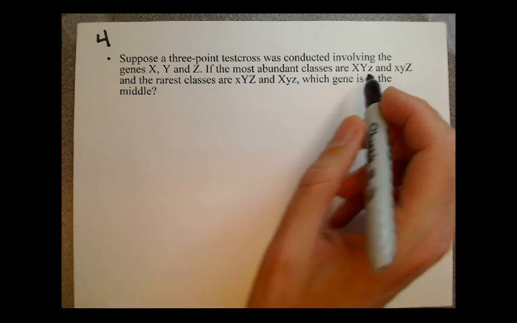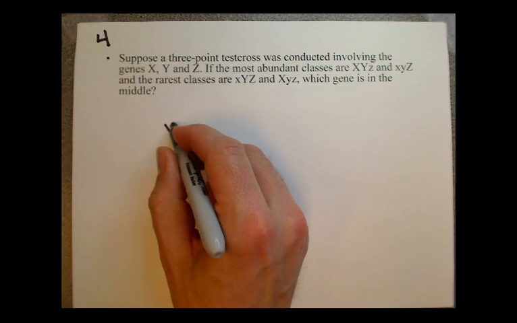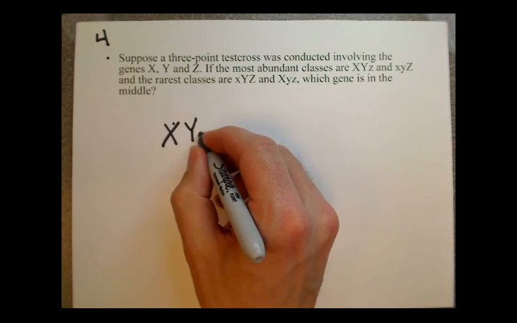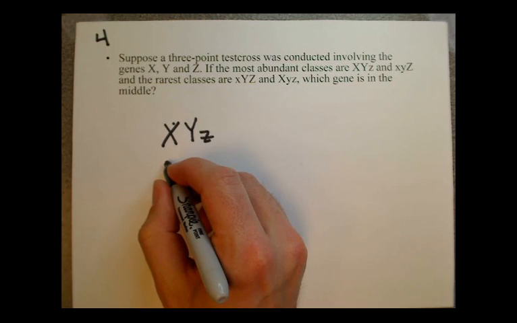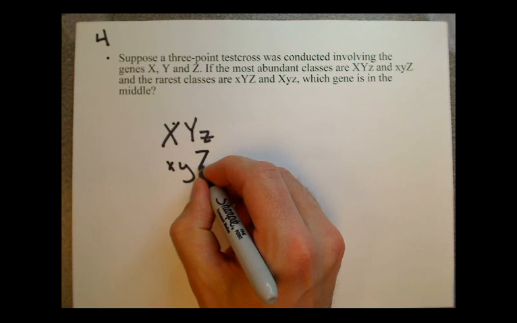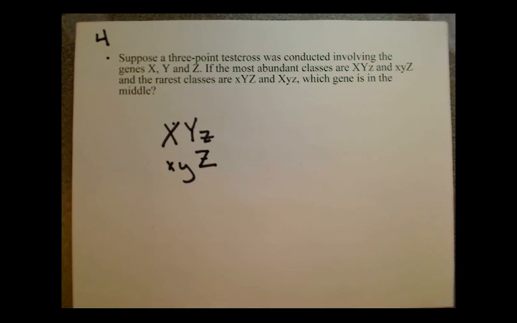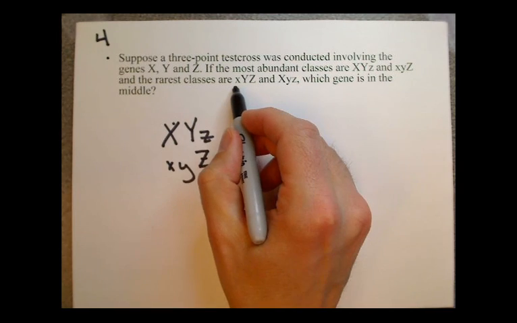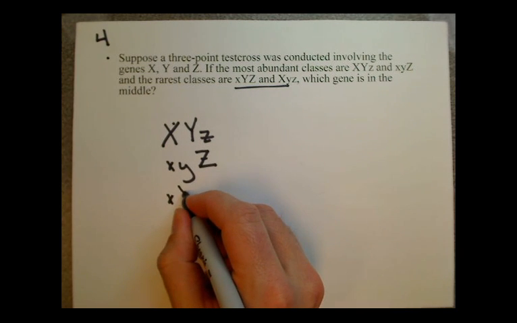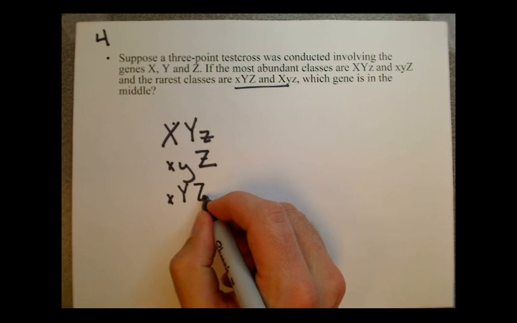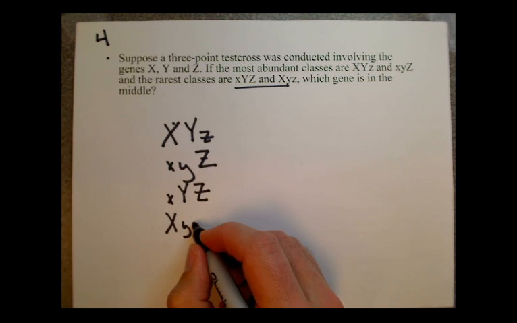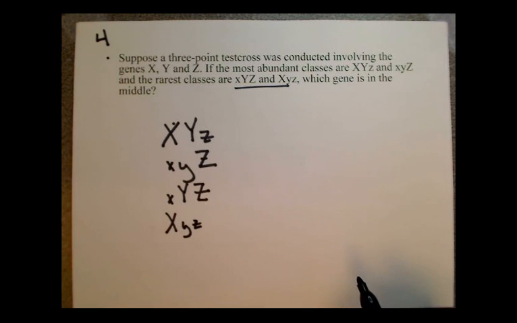And we're told that the most abundant classes are big X, big Y, small z, and little x, little y, and big Z. And then the rarest classes are these guys, which are going to be little x, big Y, big Z, and big X, little y, little z.